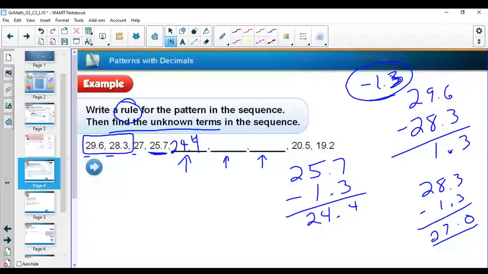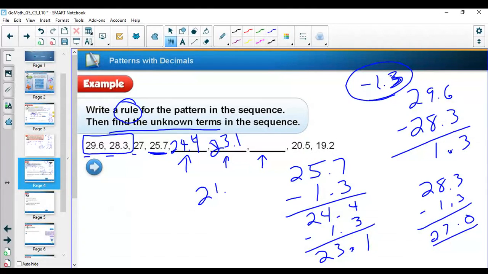Now to find the next one, I just keep going, right? I subtract 1 and 3/10 here. 4 minus 3 is 1. Bring down my decimal. 4 minus 1 is 3. And then this next term is 23 and 1/10.